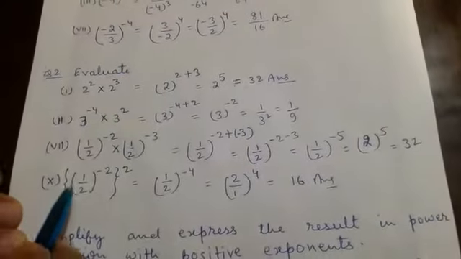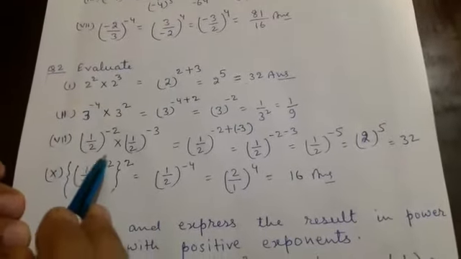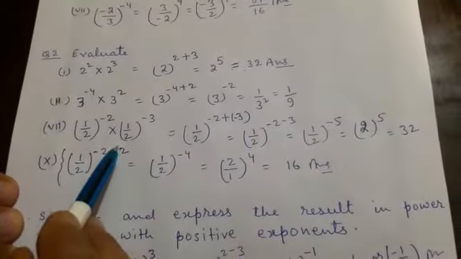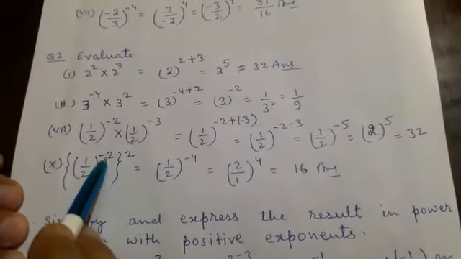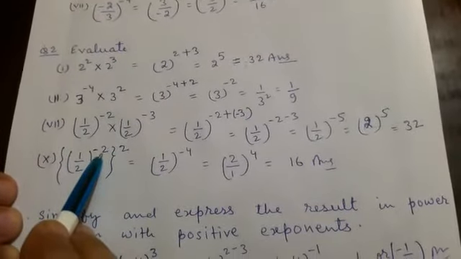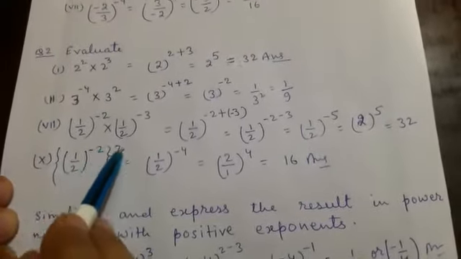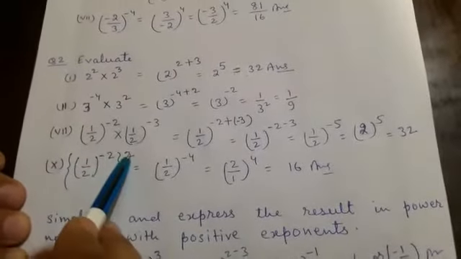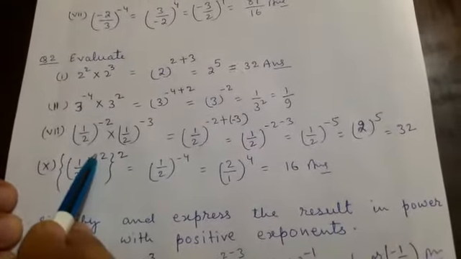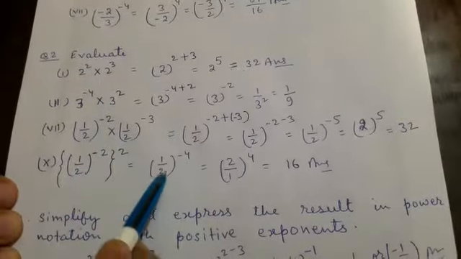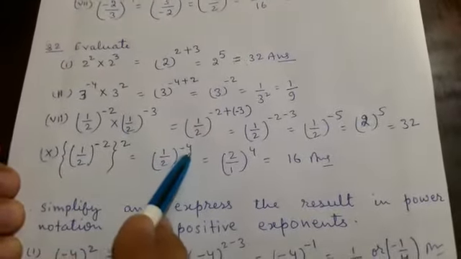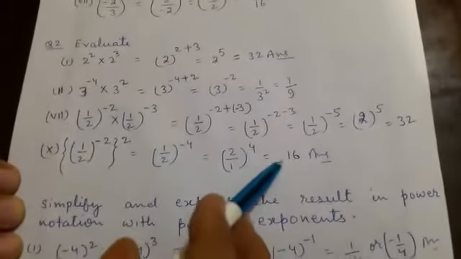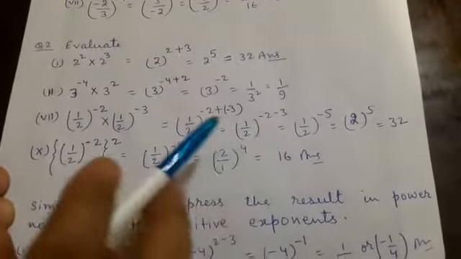Now 10th part is ((1 by 2) power -2) whole power 2. There are two powers. As I told you, when there are two powers, what do we have to do? We have to multiply both these powers. So that is equal to 1 by 2, and 2 into 2 is 4, and minus into plus is minus. So (1 by 2) power -4. Power is negative, so we will reciprocate them. It means (2 by 1) power 4, which is equal to 16. That will be our answer.